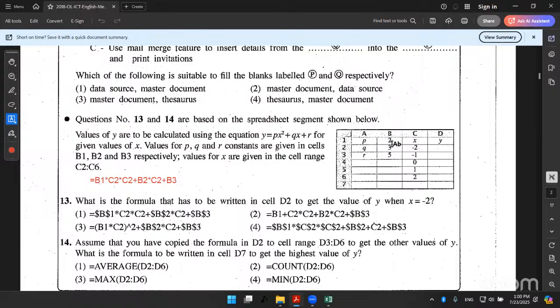So B1 should be written as absolute cell. What can we do? We can put a dollar mark here, and we can put a dollar mark here. It is okay. But I think the answer has included a dollar mark in here also. C2 should be changed because it is the X. And here B2. B2 is also what? There are several birds, no?